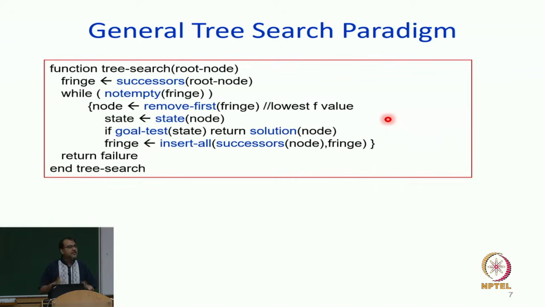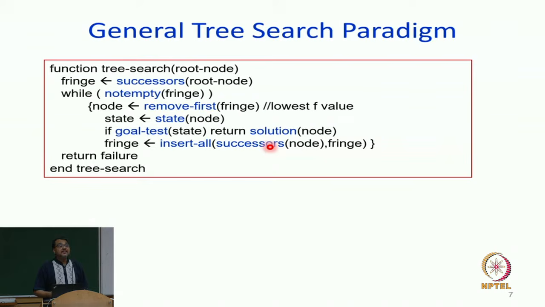Okay. Now, everything else will be similar. Once I take this out, this is my current state. I am going to see if it is the goal. If it is the goal, I am done. If it is not the goal, then I will take all its successors and put them back into the fringe and repeat. And when I am adding all the successors, each successor will be a new node, because I am not doing any duplicate detection, because this is a tree search paradigm. Okay? This is a generic tree search paradigm.